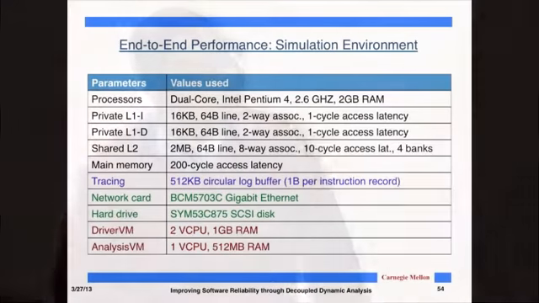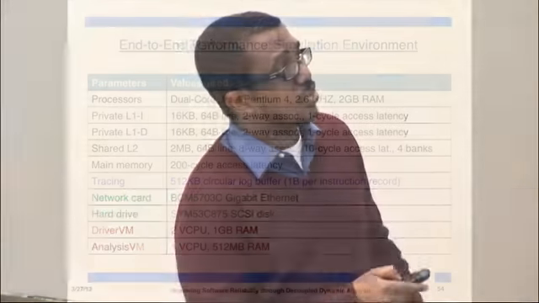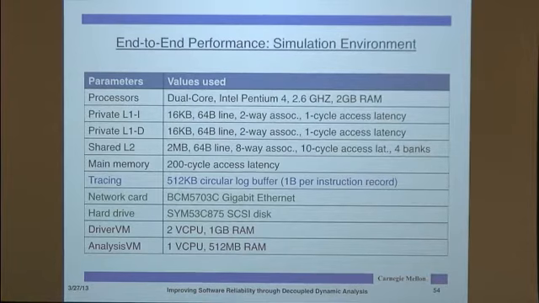This is all in simulation because hardware tracing doesn't exist today. I just want to point out that this is your conventional system setup, but I reserve about 0.5 megabytes of memory for holding the instruction trace. In my simulation, which is in Simics, I evaluate protecting the network card and a hard drive. The driver VM has 2 virtual CPUs and the analysis VM has 1. This is a dual core system that I'm simulating.